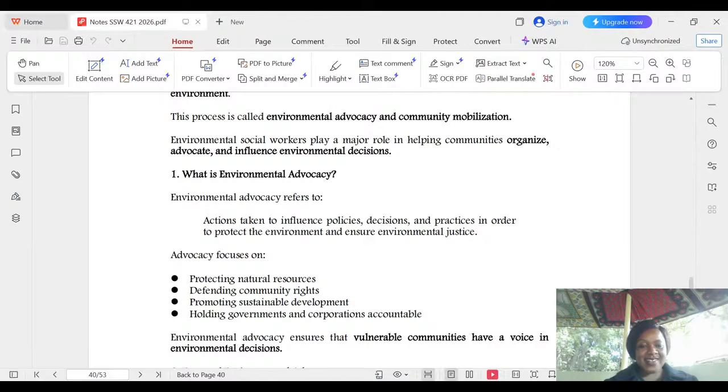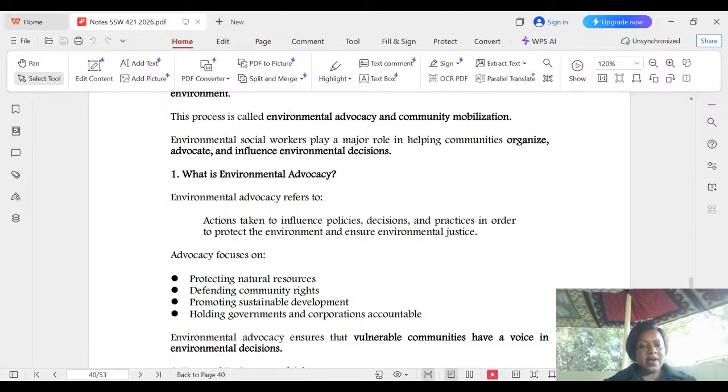Advocacy also focuses on holding governments and corporations accountable. Governments are responsible for; they are the caretakers of the entire population.